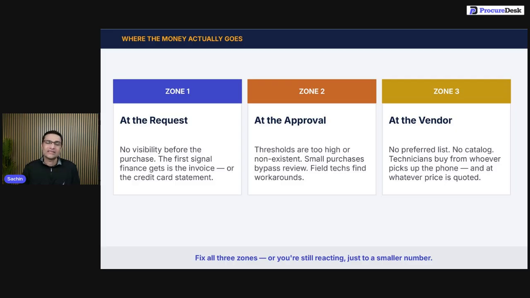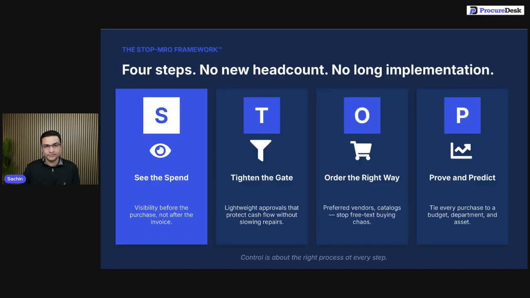So now, having said all that, in terms of the key challenges and the different zones from where the spend leakage happens, let's look at the framework to stop that. So the framework is, as the acronym is STOP, right? So S is see the spend, T is tighten the gate, O is order the right way, and P is prove and predict. So we're going to walk through now each one of the steps here and give you actionable instructions that you can implement today in your process to manage your MRO.